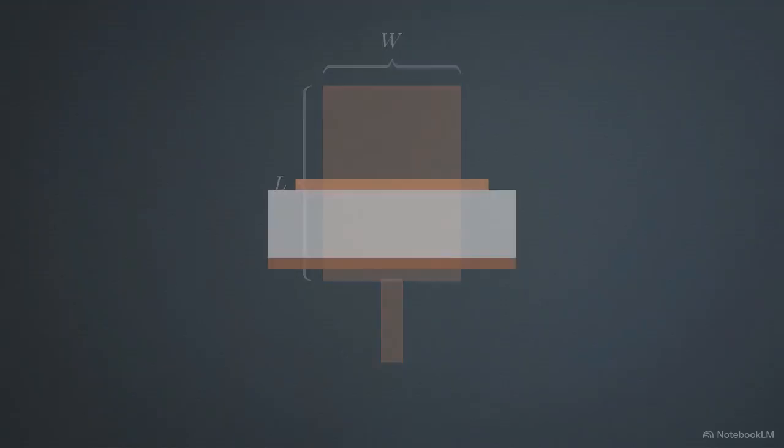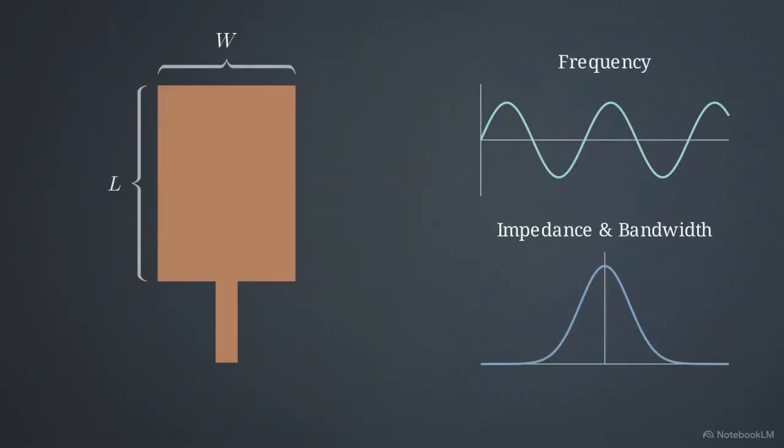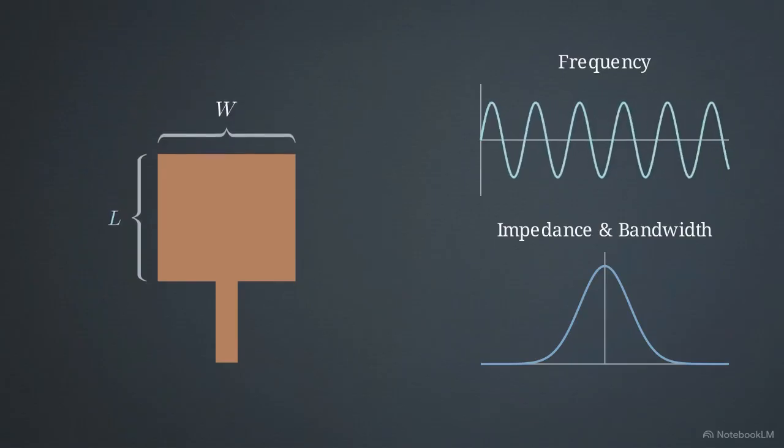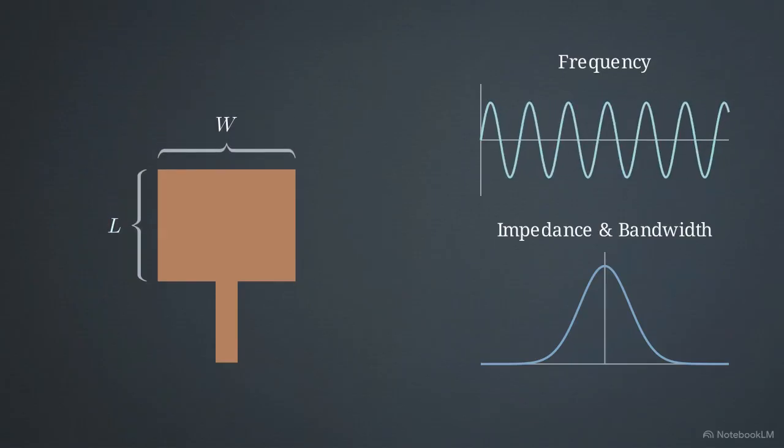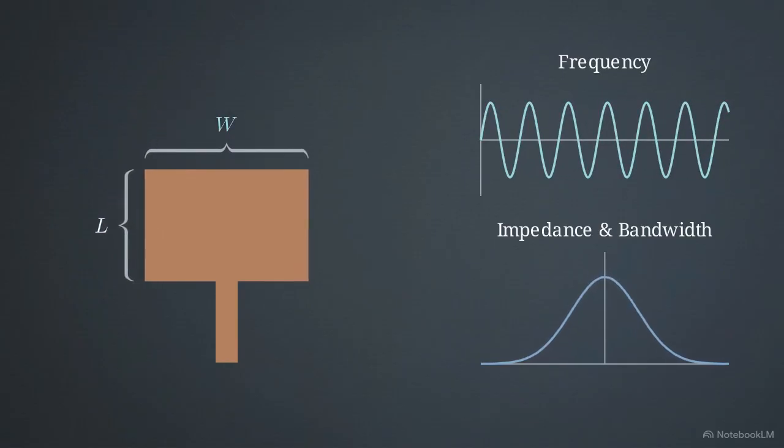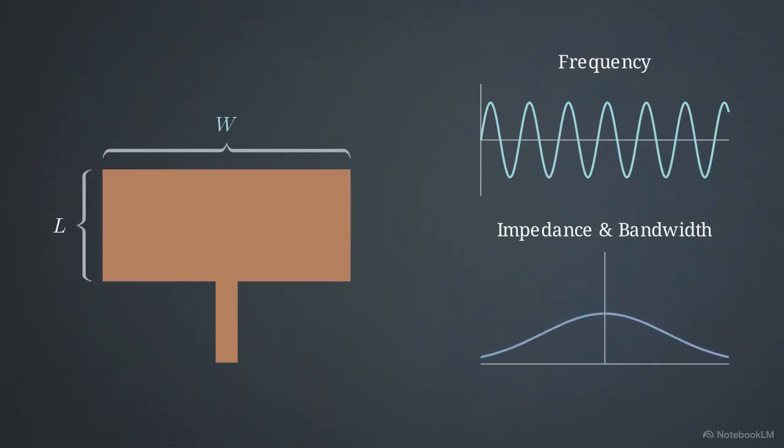If we shift to a side profile view, we see the third critical dimension: the height or thickness of the substrate material. These dimensions divide the physical labor of the antenna. The length dictates the specific operating frequency the circuit will target. The width governs the input impedance and determines the total bandwidth capacity of the system.